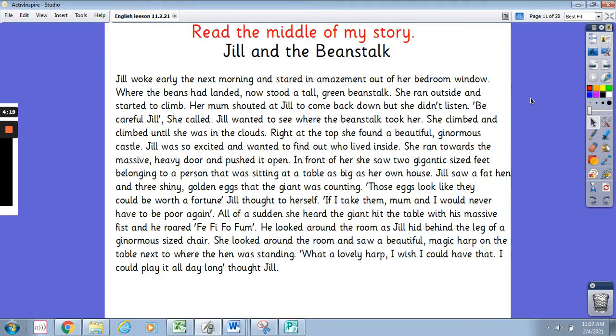In front of her, she saw two gigantic-sized feet belonging to a person that was sitting at a table as big as her own house. Jill saw a fat hen and three shiny golden eggs that the giant was counting. "Those eggs look like they could be worth a fortune," Jill thought to herself. "If I take them, Mum and I would never have to be poor again." All of a sudden, she heard the giant hit the table with his massive fists and he roared, "Fee, fi, fo, fum." He looked around the room as Jill hid behind the leg of a ginormous-sized chair. She looked around the room and saw a beautiful magic harp on the table next to where the hen was standing. "What a lovely harp. I wish I could have that. I could play it all day long," thought Jill.